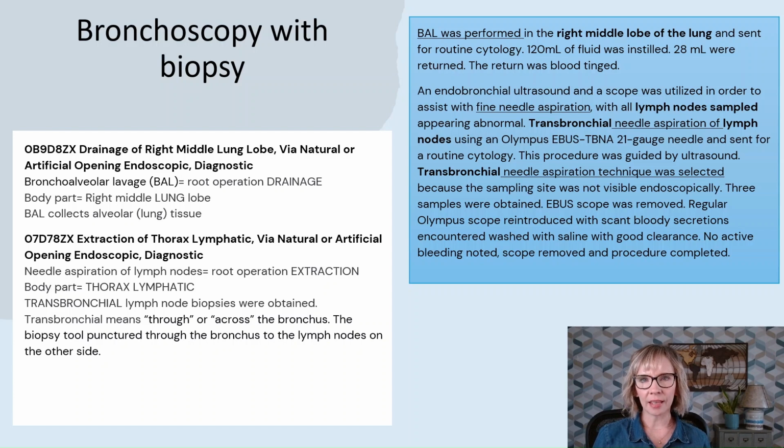In this case, they first did a BAL of the right middle lung. BAL uses saline to collect a sample from the alveoli of the lung, so our root operation is drainage and the body part is the right middle lung lobe. Then they did a transbronchial biopsy of the lymph nodes. So body part is thoracic lymph nodes, and the root operation is extraction, since needle aspiration biopsies with removal of tissues are coded as extraction in the lymphatic system.